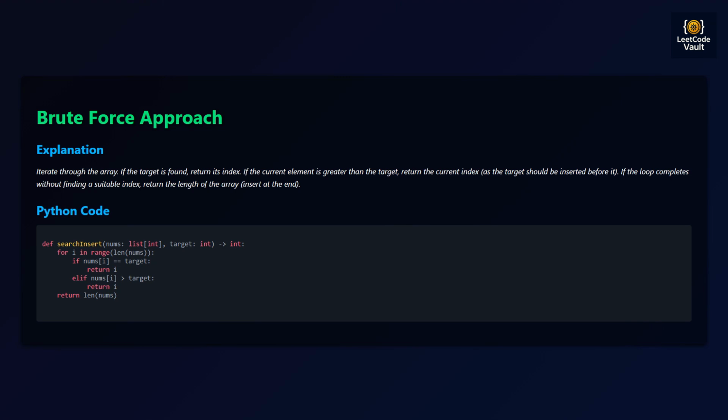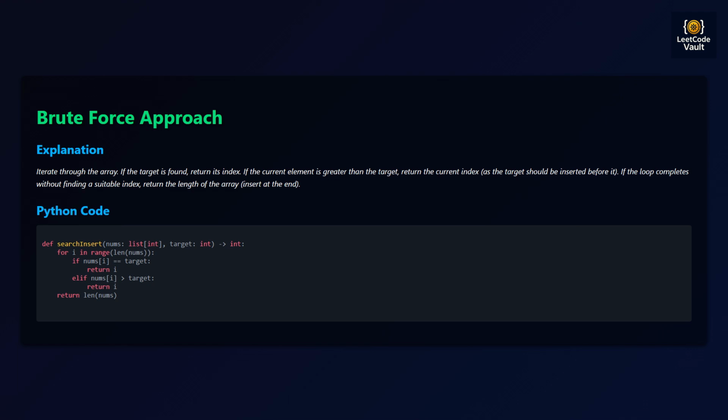Brute force approach. A simple, albeit inefficient, way to solve this is using a brute force approach. We can iterate through the array, element by element, comparing each element with the target. If we find the target, we return its index. If we reach the end without finding the target, we need to determine where it should go. We can check if the target is smaller than the current element, indicating that its insertion point is before the current element.